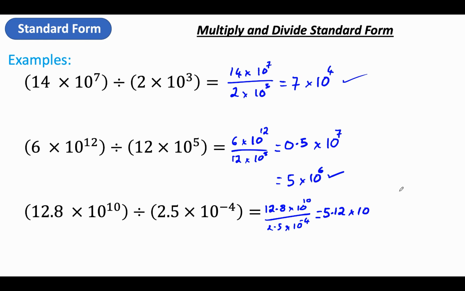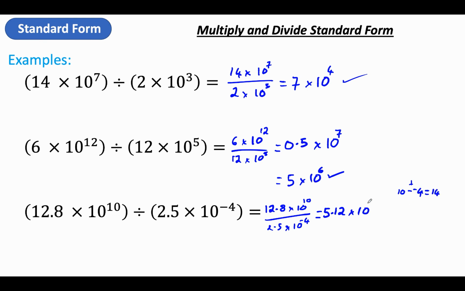Now here I need to subtract my powers, so I'm going to do 10, take away the second power, which is -4. But look, we've got a double negative here. We're taking away a negative. That's going to turn into a positive, because when we take away a negative, it turns into a positive. So it's 10 plus 4, which is 14.